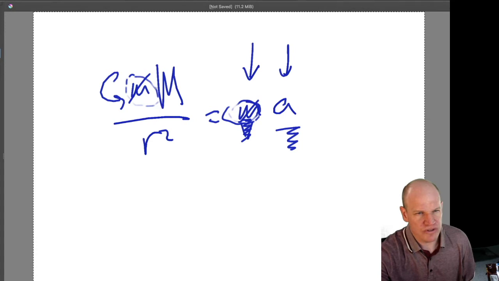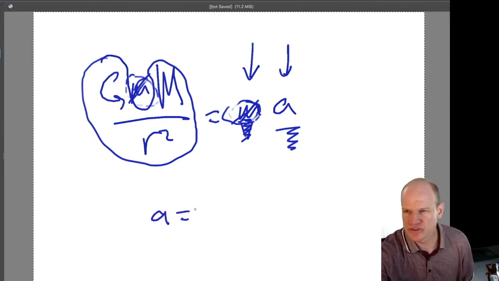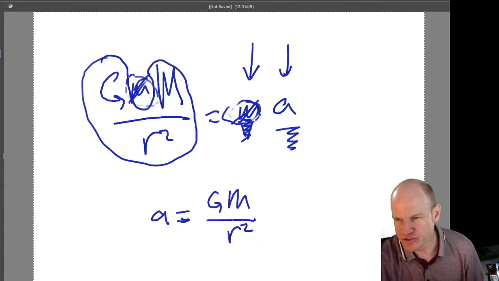But for now, we're going to accept the equivalence principle, the fact that this mass right here cancels this mass right here, and instead focus on the remaining quantities. So the acceleration due to gravity is this fundamental constant G, times the mass of the object, divided by the separation of the two objects squared.